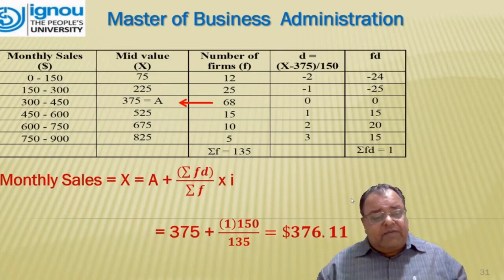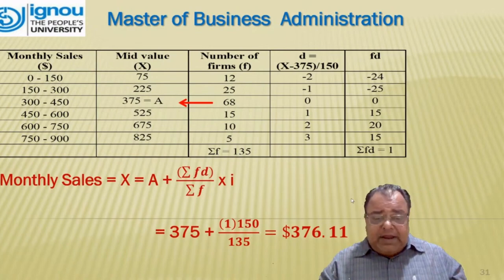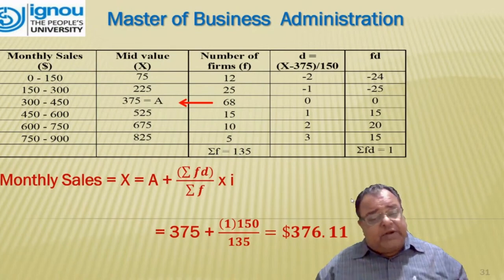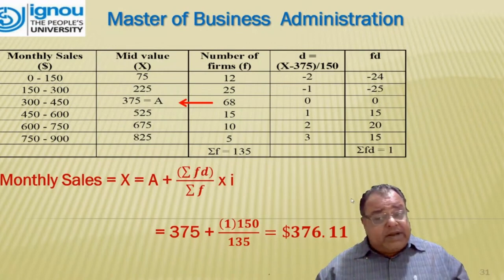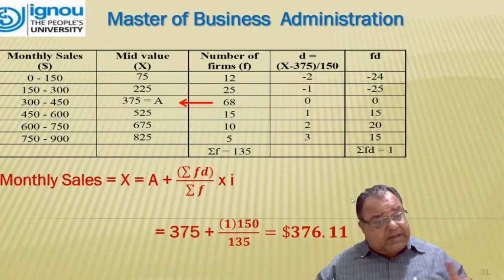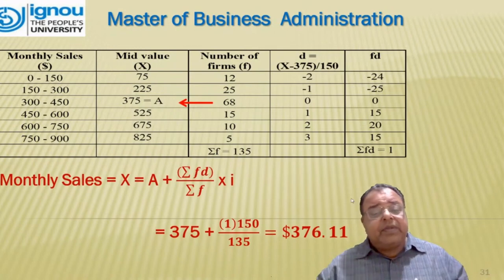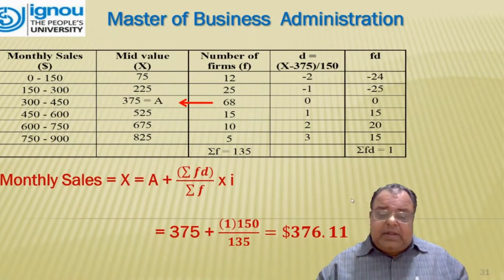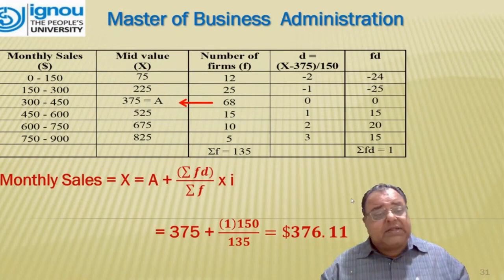Now, the formula for monthly sales, that is the mean, is equal to A plus summation FD upon summation F into I. Here, A is 375, summation FD is 1, I is 150, the class difference in the class interval, and summation F is 135. After calculating, we are going to get 376.11 as the monthly sales of the company.